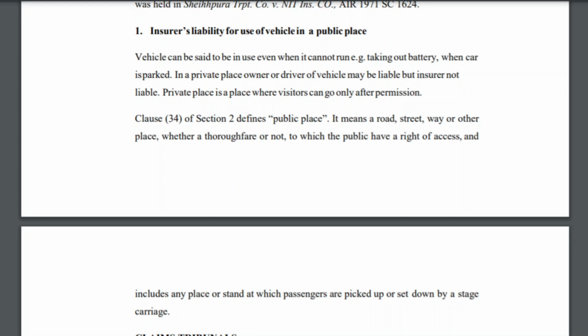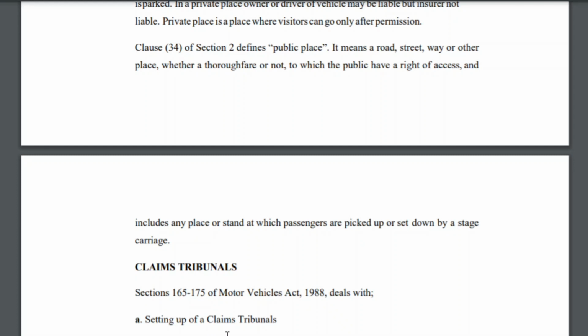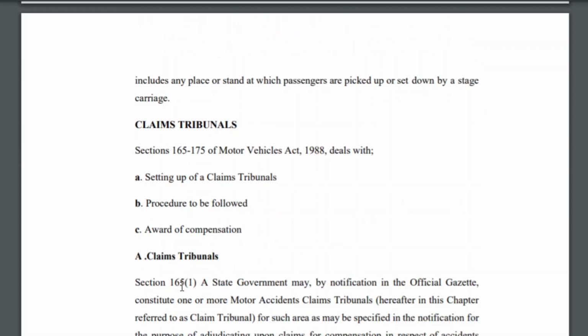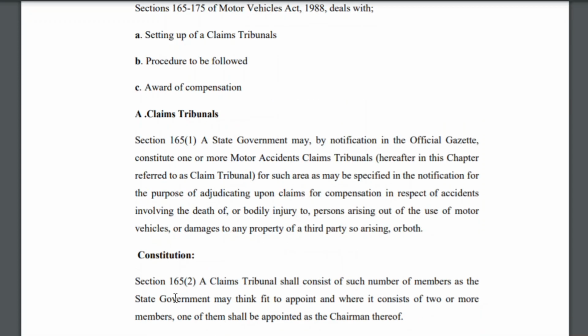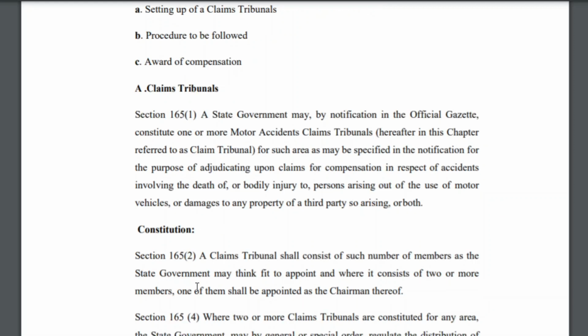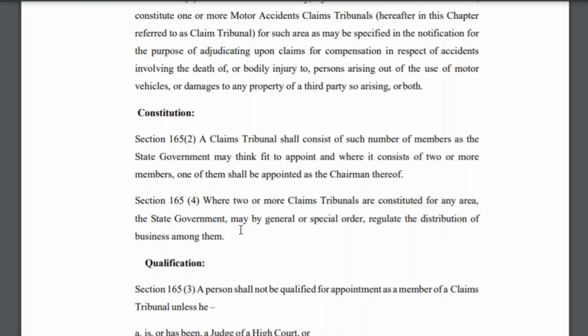Under Sections 165 to 175, the Motor Vehicles Claims Tribunal has to be followed. That is the setting up of the claims tribunal, the procedure to be followed, and award of compensation. Under Section 165(1), the state government may set up the Motor Vehicle Accident Claims Tribunal, and the constitution under 165(2), that means how many members should be there, and those things will be discussed under 165(2) and 165(4). So how the business has to be done, that means how it has to function.